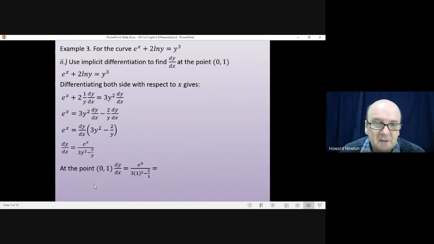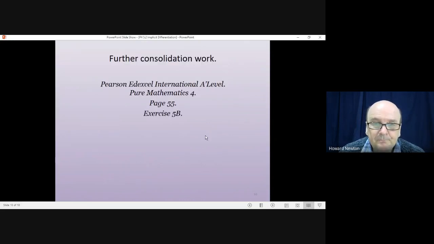Now we've been asked to find the gradient at the point 0, 1. So we're just substituting x equals 0 and y equals 1 into this function, which gives us that. And that simplifies to 1 over 3 minus 2, which simplifies to exactly 1. So the gradient is 1 at that point.